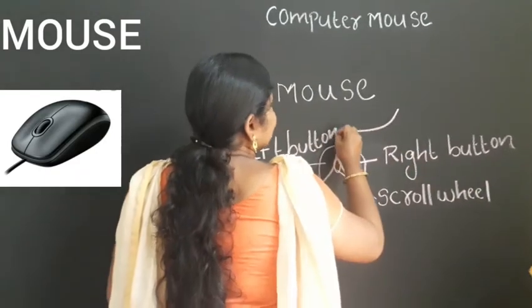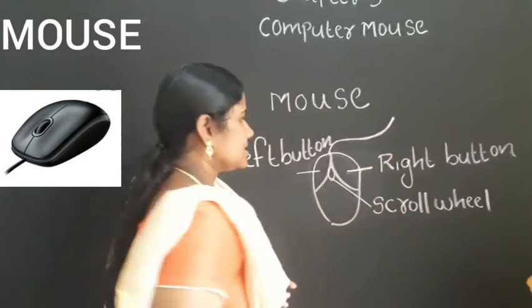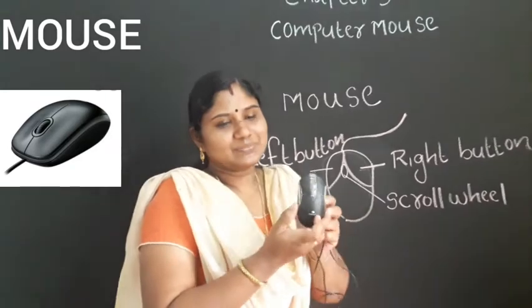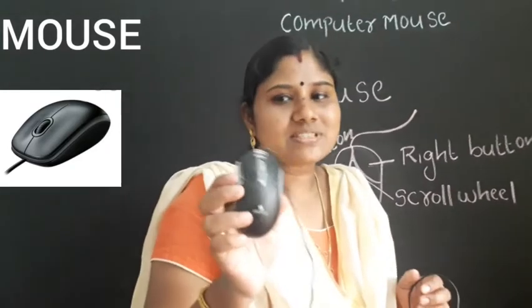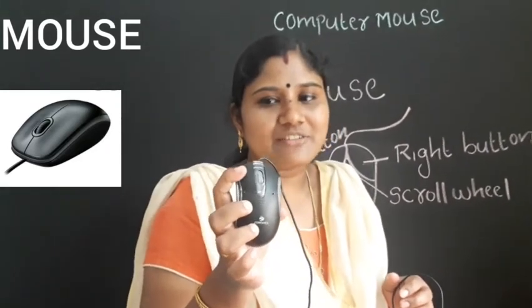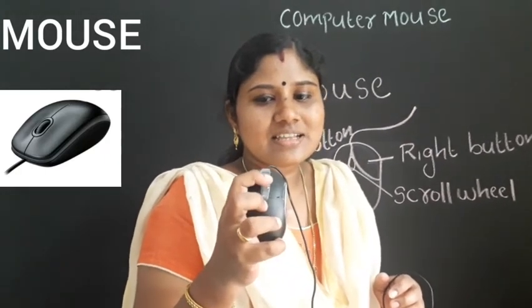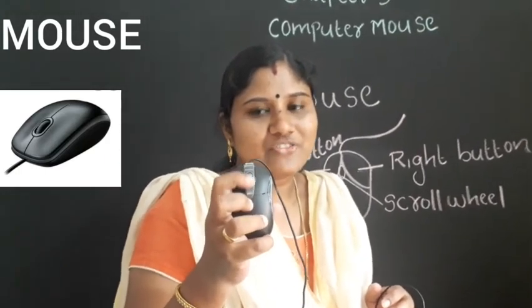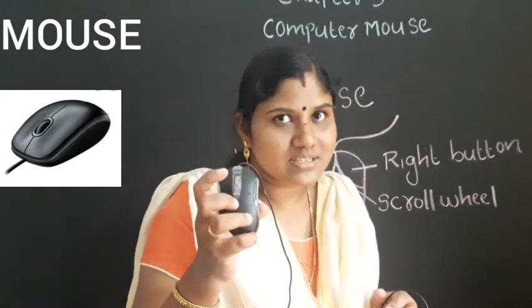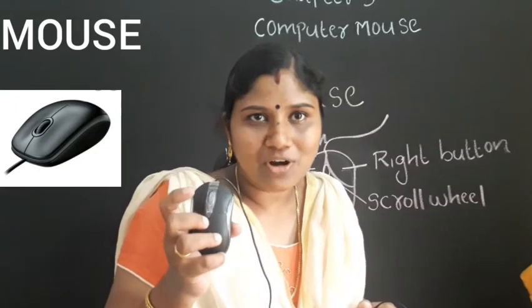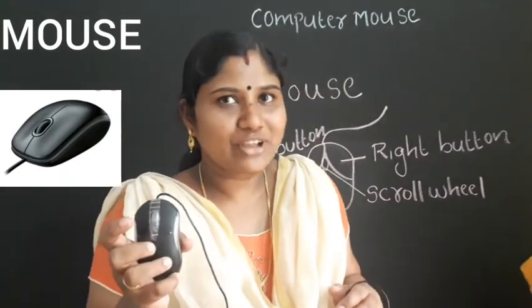Okay. This wire is connected to the CPU. Okay. All of you understand? Look here. This is mouse. This is the left button. This is the right button. And this is the scroll wheel. Okay. The mouse consists of two buttons and a scroll wheel. Okay. All of you understand?